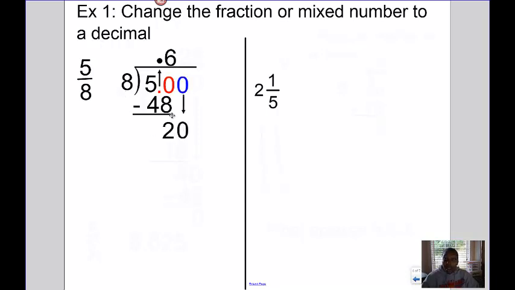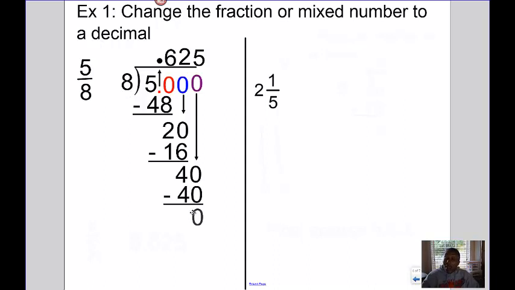So now I'm dividing 8 into 20, and it goes in there 2 times. 2 times 8 is 16. Subtract, and I get 4. Again, I don't have 0 yet, which means I'm not done. I have to add another 0, bring it down, and start over. So now I'm dividing 8 into 40. Well, it goes in there 5 times. 8 times 5 is 40. Subtract, and I get 0. Now that I have 0, now I can stop, and I have nothing left to bring down.